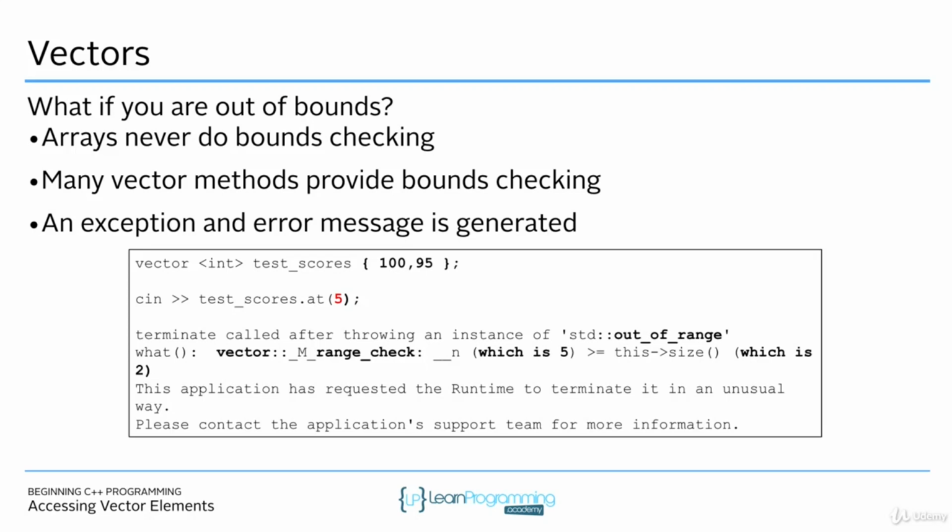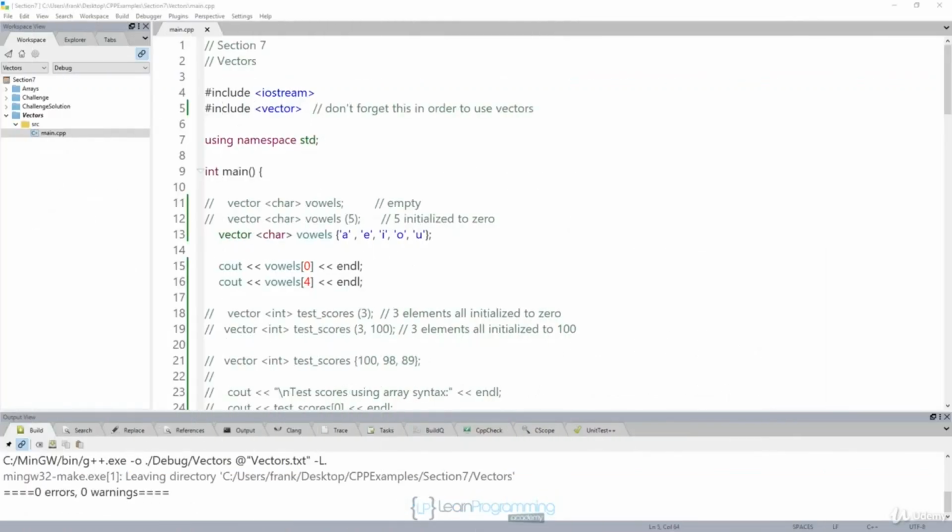I hope you can see how much better vectors are than arrays and why you should use vectors in modern C++. Now let's head over to CodeLight and use what we learned and write some code with vectors. So now I'm in CodeLight, and let's do some examples with vectors. I'm in the 7-section workspace under the Vectors project.